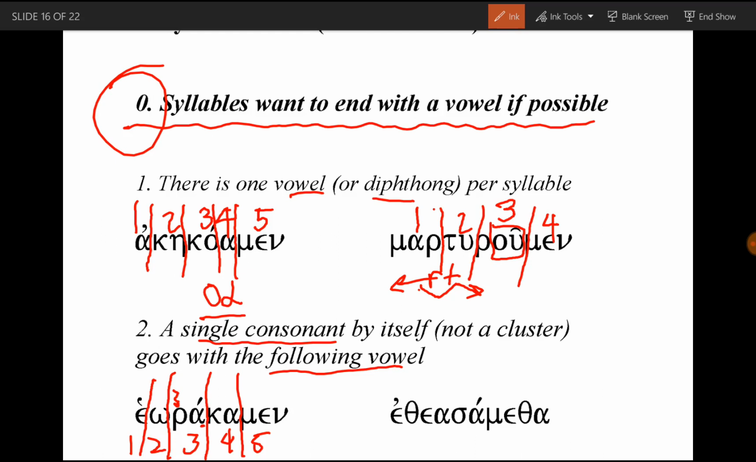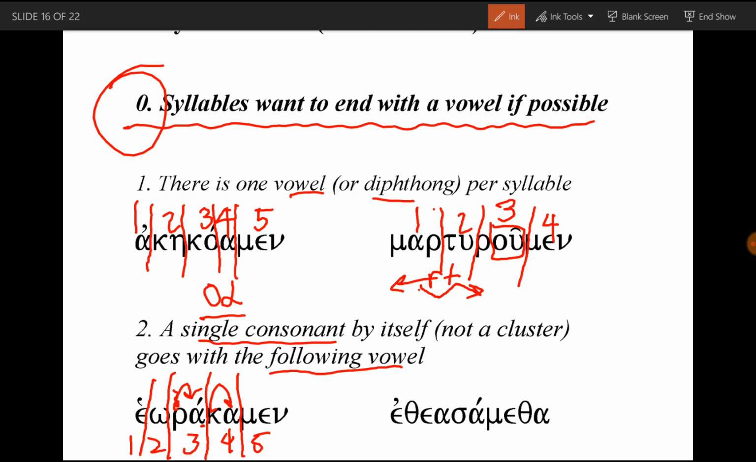It wants to end with a vowel if possible. In this case, most of the syllables do. And when we had a single consonant by itself, the rho went with the alpha here. The kappa went with the alpha here. So, following rule 2, this is "we have seen." And then "we are seeing, or beholding." This is a different word.